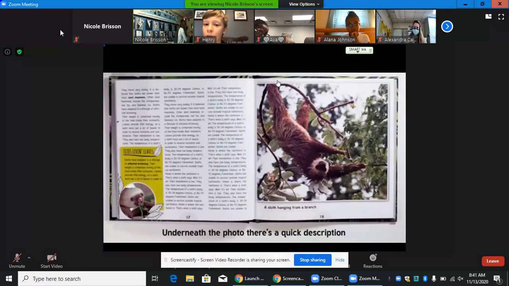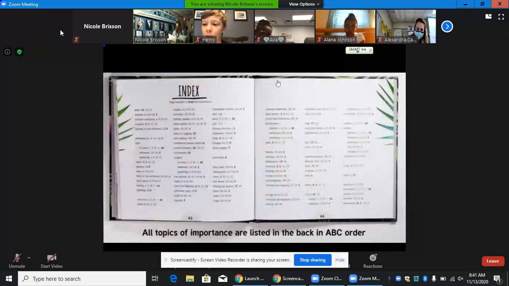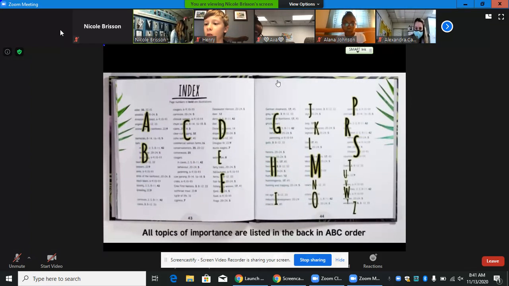Leo starts to wonder, what's a sloth diet? There's a text feature that'll help him find it. It's called the index. All topics of importance are listed in the back in ABC order. Leo spots diet, that was easy to find. It's on pages 7 through 9.